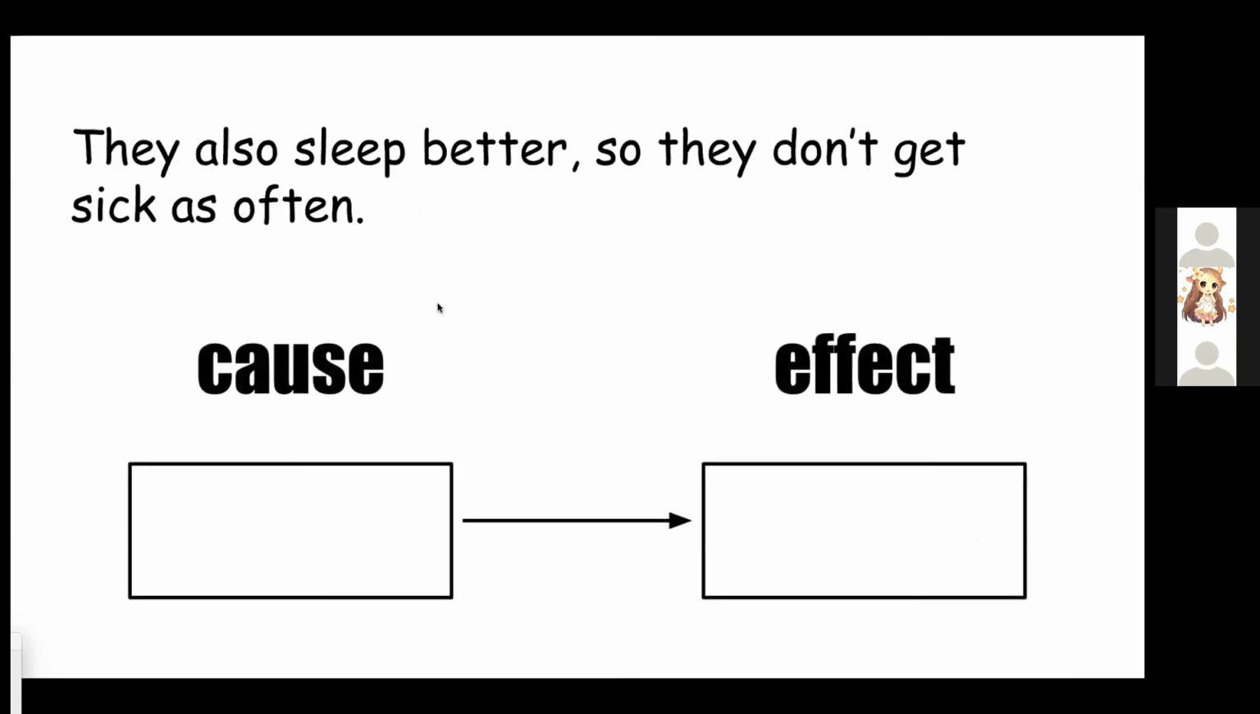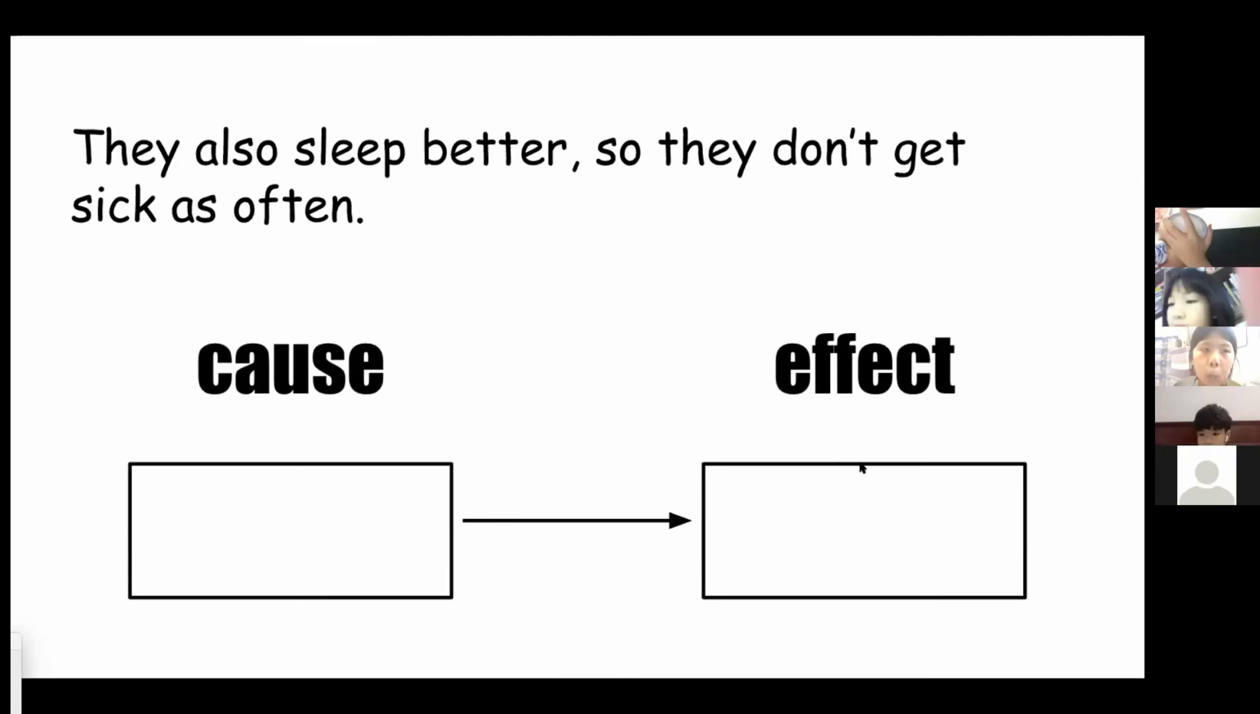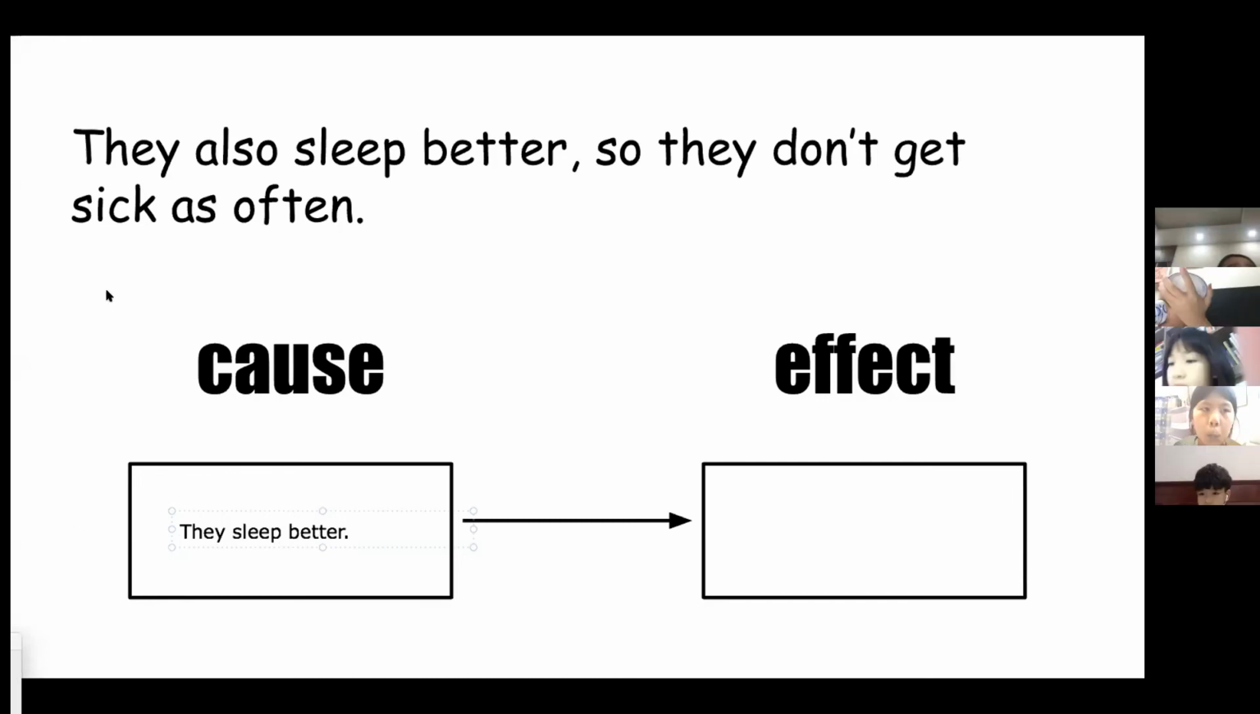So James, do you see a cause in this sentence? They sleep better, they don't get sick as often. Which one is the cause? Sleep better. Okay, so we can say they sleep better and what is the effect of them sleeping better? They don't get sick as often. Okay, so cause: they sleep better, effect: they don't get sick as often.